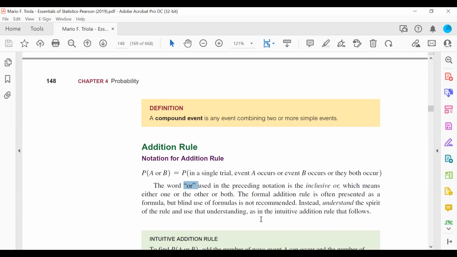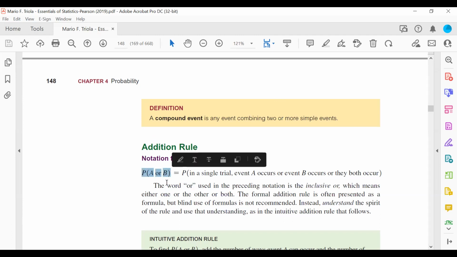If it doesn't say or, if it says another term, and, you're going to be using other rules. But if it doesn't say or, and, you're going to use the regular probability formula, which is parts of the total. Right? So here it is. For the addition rule, the term or is going to be used. And so this is how you're going to see it.